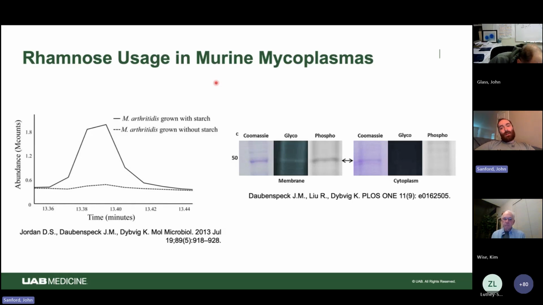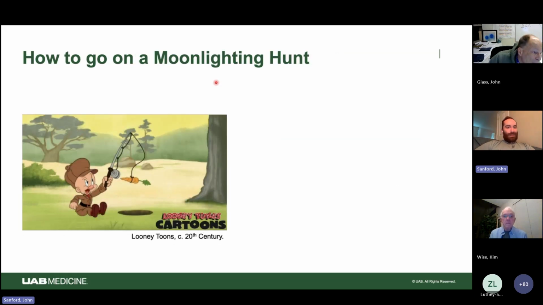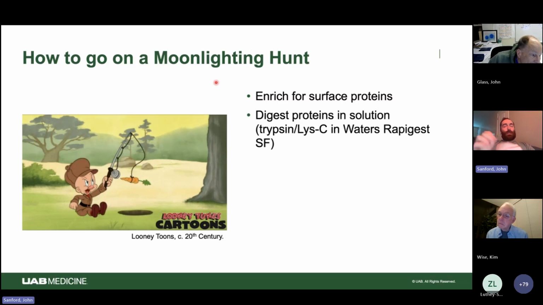So my hypothesis for my dissertation, or one of them, was that moonlighting is retained in Syn3A. And so I decided to go on a hunt for these proteins. When we go for a moonlighting hunt, we have to be very careful. Anytime you're looking for a post-translational modification, step one is you want to enrich for surface proteins, enrich for your modified proteins. In this case, because we know that these are specifically surface protein modifications, you can just do a pretty simple lysis with an ultracentrifugation step.